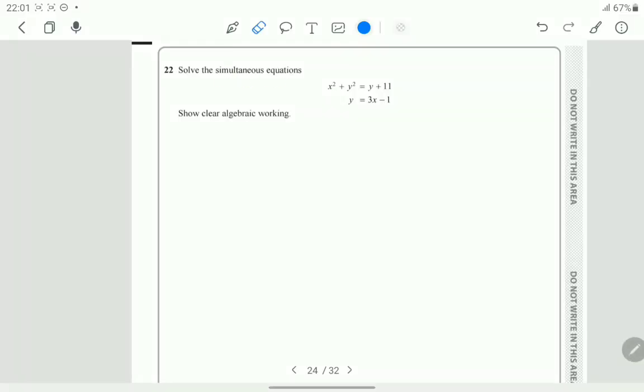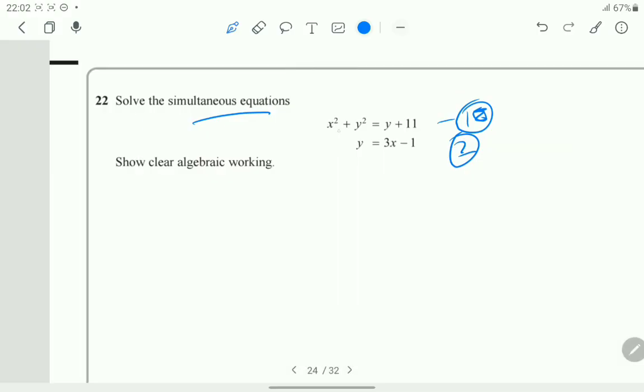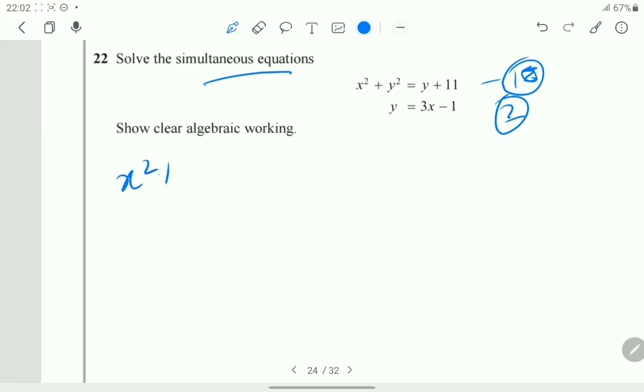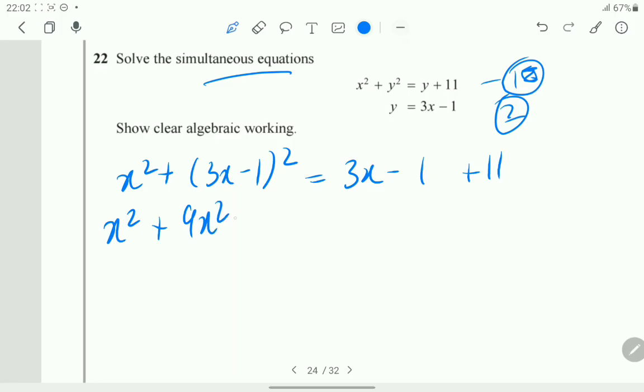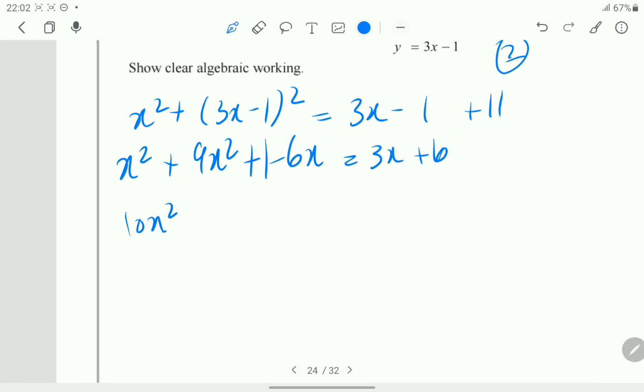And 22 states: solve the simultaneous equations. This is 1 and this is 2. 2 is much simpler to plug into 1 than making x the subject in 1 and then plugging it into 2. So we get x squared plus 3x minus 1 whole squared equals 3x minus 1 plus 11. We get x squared plus 9x squared plus 1 minus 6x, and we get 3x plus 10, and we have 10x squared.